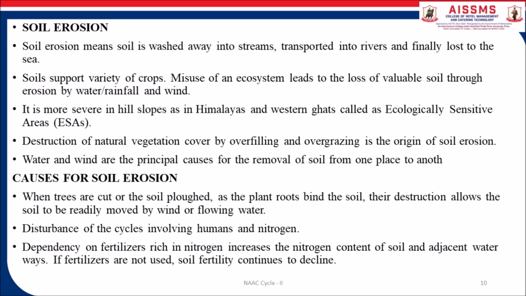Destruction of natural vegetation cover by overfelling and overgrazing is the genesis of soil erosion. Water and wind are the principal cause for the removal of soil from one place to another. Now let us understand causes for soil erosion. When trees are cut or the soil ploughed, as the plant roots bind the soil, their destruction allows the soil to be readily moved by the wind or flowing water.